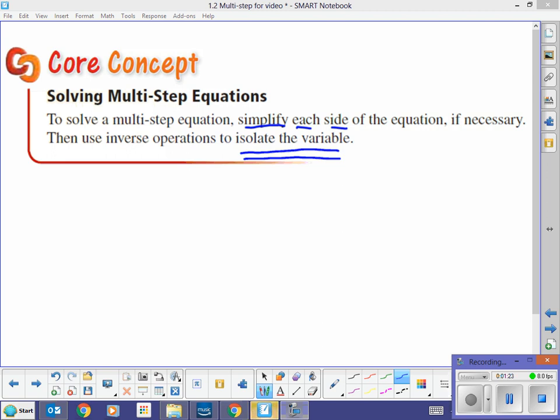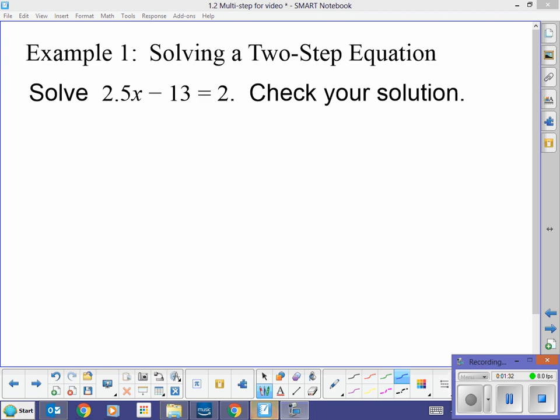Let's look at our first. If you need to pause the video to get that down, do so. I'm going to move on, and you'll see the first example right here. Example 1, solving a two-step equation. Now, in this particular example, there is no simplification needed. I can't combine like terms. I can't use distributive property on either side. So I'm going to just move to the part where it says use the inverse operations to isolate the variable.